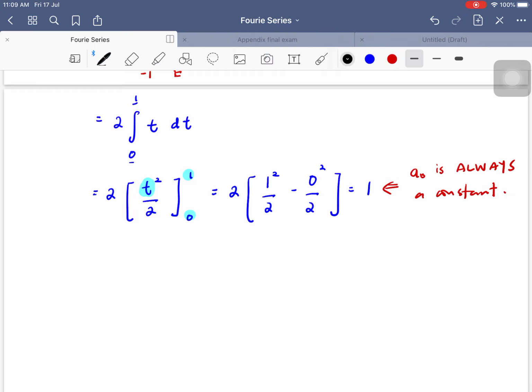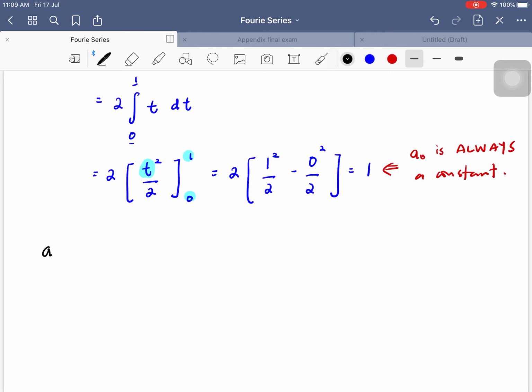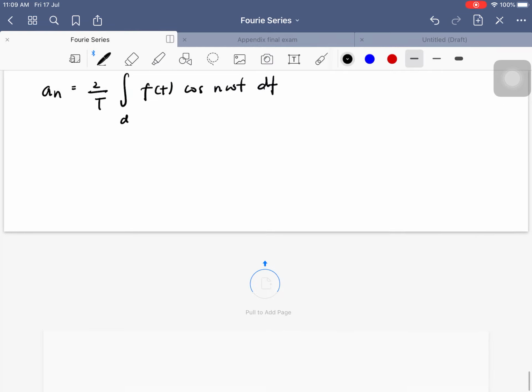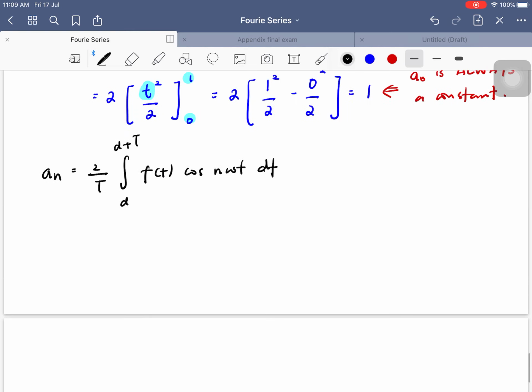Now I'm going to proceed to my an. So this is going to be the formula for an: 2 over T, the integral from d to d plus T of f of t cos of n omega t dt. Now let's start substituting. I'm going to end up with 2 over 2, and the integral is still going to be from -1 to 1 of the function f of t cos of n pi t dt, because we know that omega is going to be pi in this case.